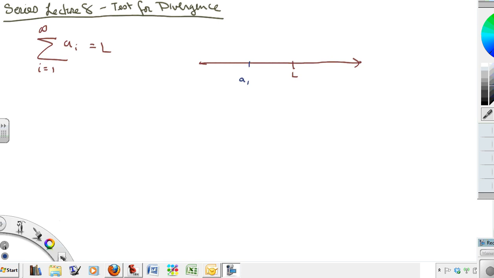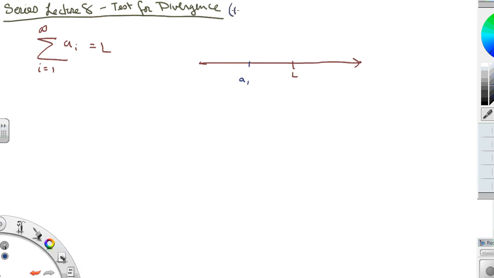Okay, hello again. So we're still on series. We're on lecture 8, and we're still actually in section 11.2 for those of you who are in my class and following along with the textbook. We talked about geometric series in some detail.